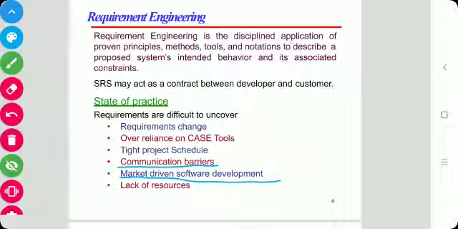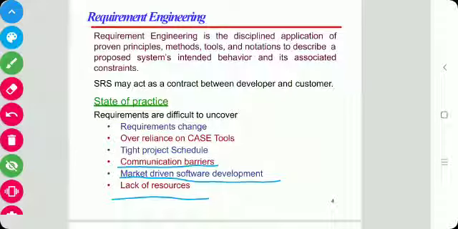Then next is market driven software development. Much of software development today is market driven, meaning it is developed for an anonymous customer, meaning the whole world is the customer of that software. And the last is lack of resources. Sufficient resources are not provided to the software engineers. Because of that, it is difficult to build a quality project, or to improve the quality of the software.